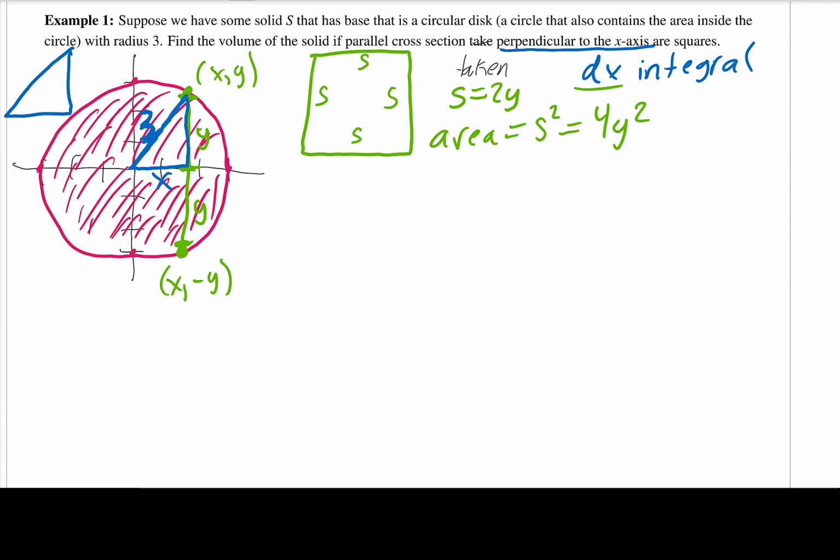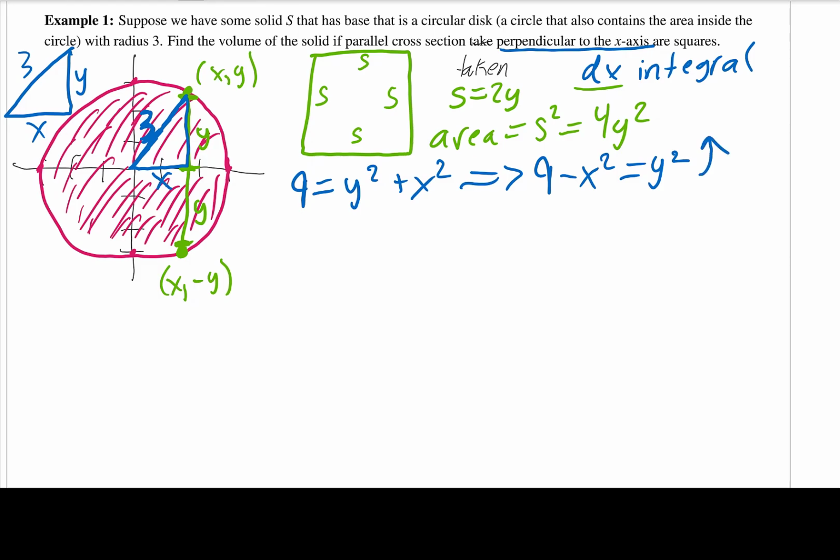This triangle drawn out to the side would be 3, x, and y. So we can use the Pythagorean theorem to say that 3 squared, which is 9, is equal to y squared plus x squared, which means that 9 minus x squared is equal to y squared. So I can substitute in to say that this is equal to 4 times 9 minus x squared. Okay, so now I have an area function in terms of x, which means it's time to integrate.